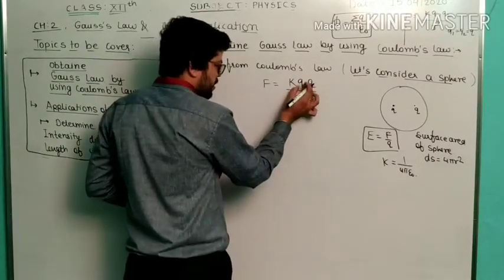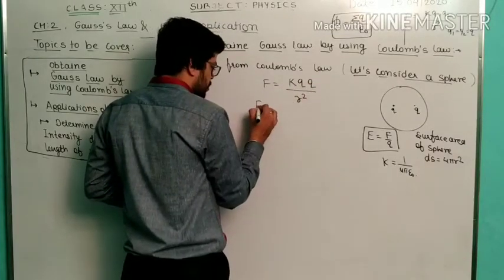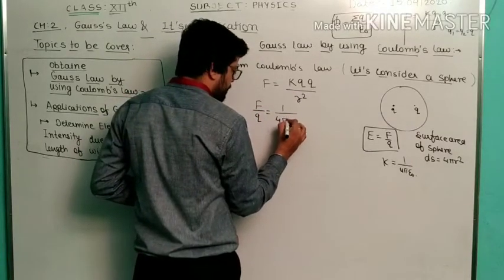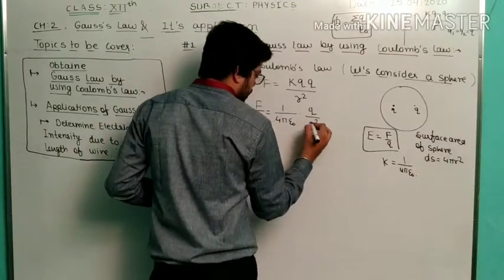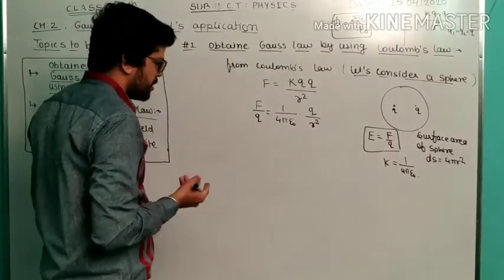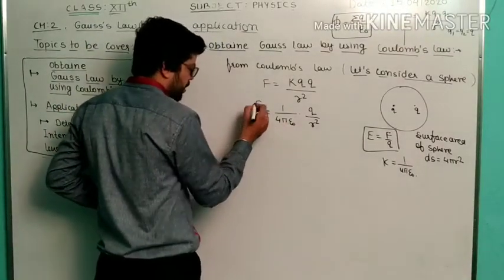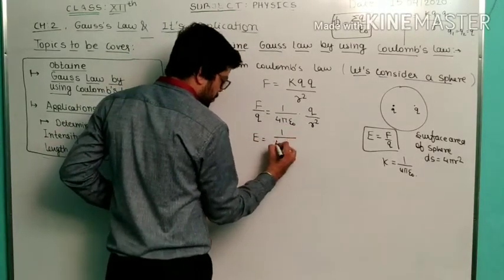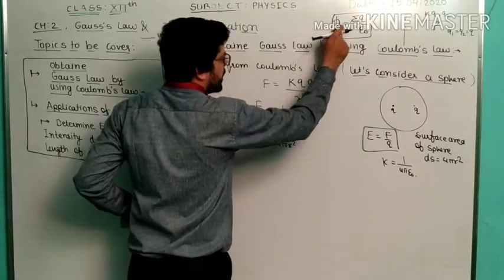So let's start here. This q I am going to shift to the left hand side. So F divided by q, and this k is replaced by 1 upon 4 pi epsilon naught, multiplied by q upon r square. It is not difficult to understand. This is very easy. So we have this 4 pi r square F by q, which is equal to E, and this is 1 upon 4 pi r square. This epsilon goes just below the q, because I know that I want Gauss law.